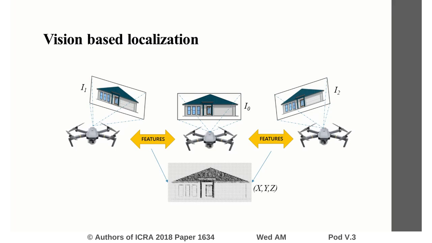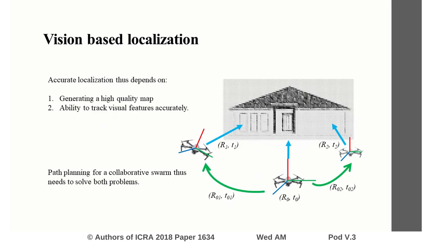Using front-facing monocular cameras, features are extracted and communicated between the vehicles to obtain a reconstructed map, and this map is then used to perform feature tracking and localization. In order to plan uncertainty-aware paths over this localization framework, the planning algorithm is responsible for 1. Generating high-quality maps, 2. Making sure that good quality feature tracking is possible throughout navigation.